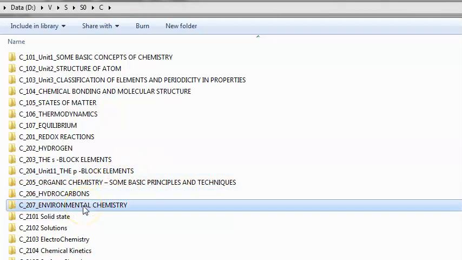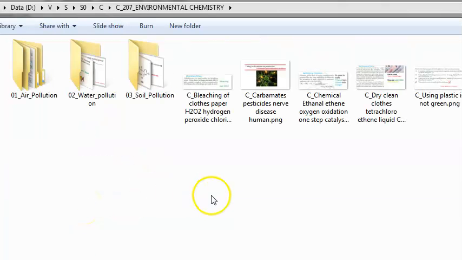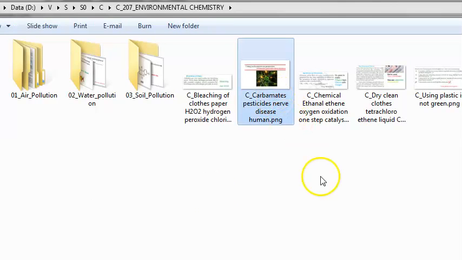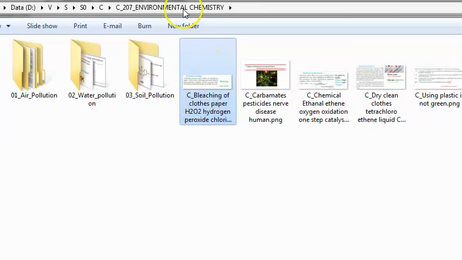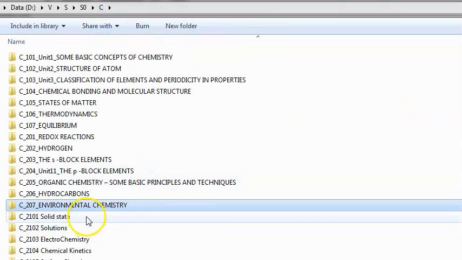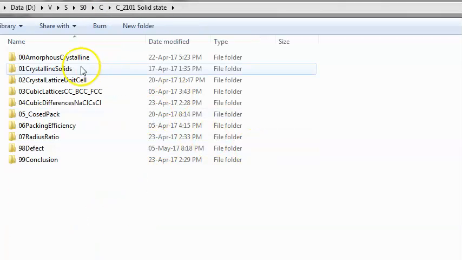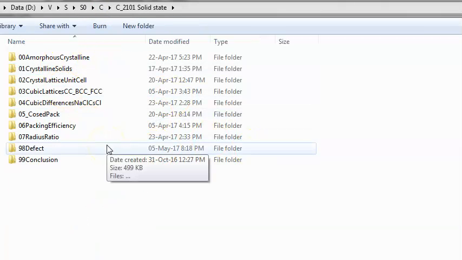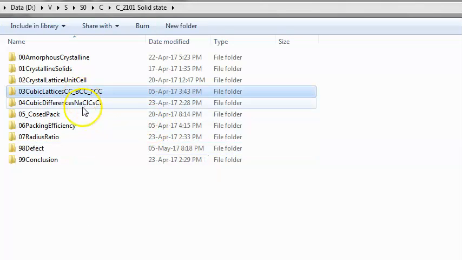IUPAC names. Environmental chemistry. In environmental chemistry, you will look at carbamates, pesticides, nerve disease. Wow. Bleaching, soil pollution, water pollution, air pollution. Solid state. In solid state, what and all is there? Amorphous, crystalline solids, cubic lattice. All this.